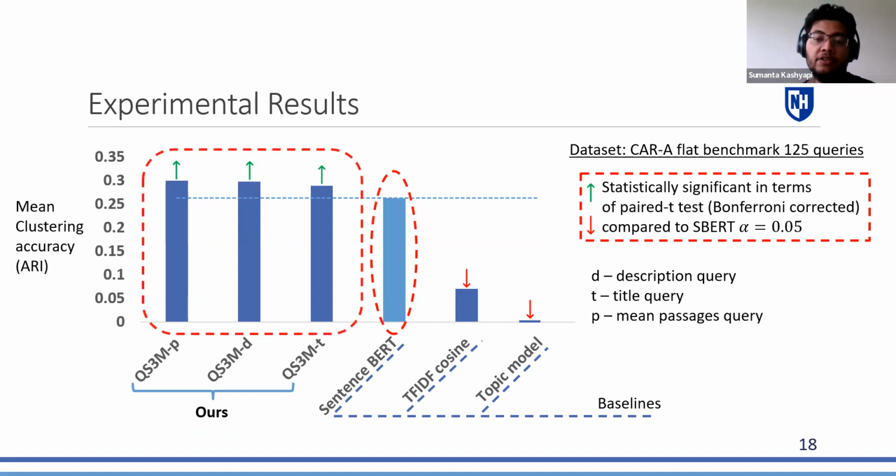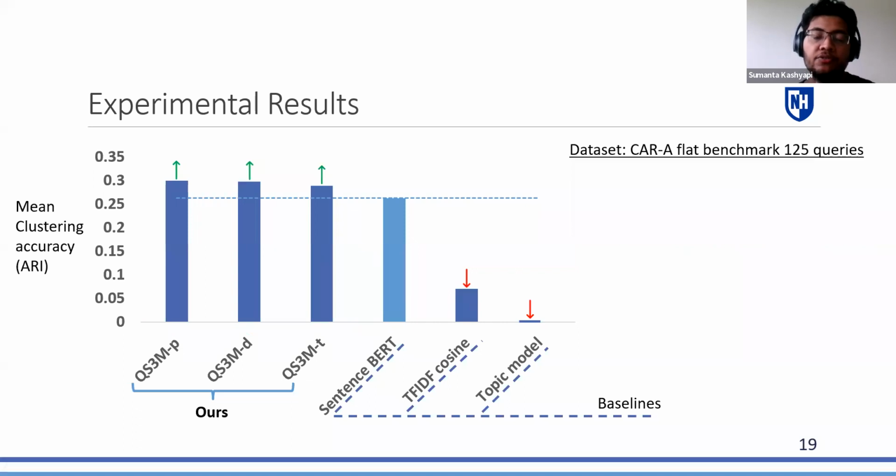Now, if we look at the plot, we see that the top 3 performing models are all variants of our QS3M model. These are basically 3 different query representations: QS3MT for title queries, QS3MD for description queries, and QS3MP for average passage queries. On the other hand, the worst 2 models are our non-neural baselines, TF-IDF cosine and topic models.